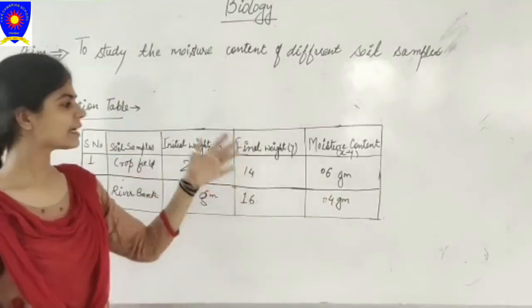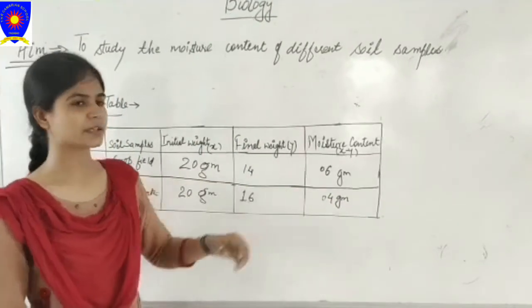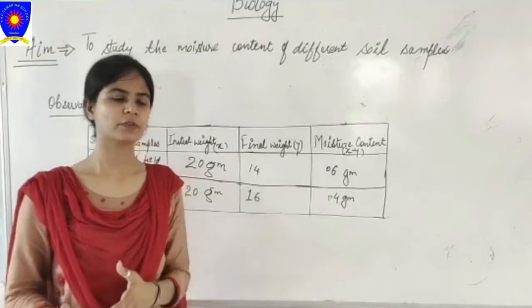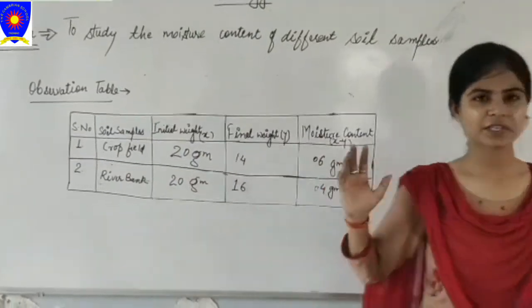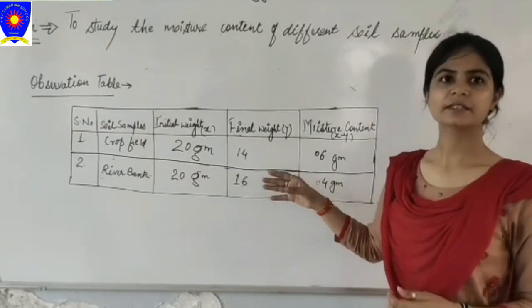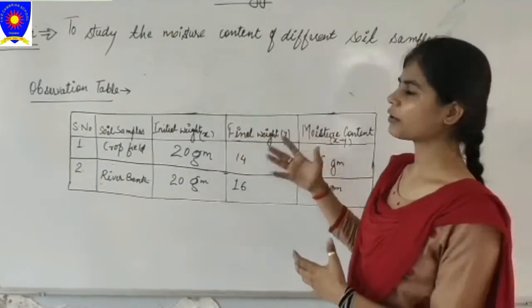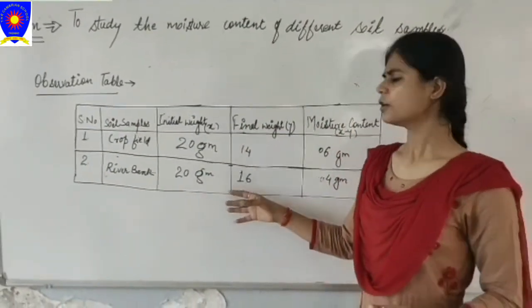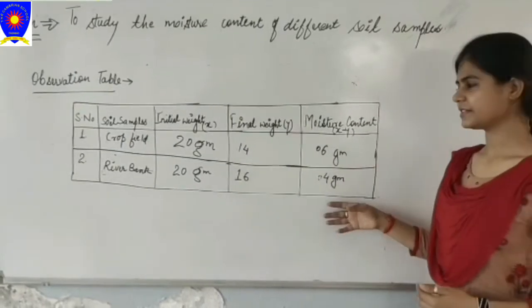So now we can at least understand which soil is better for which kind of crop. According to this moisture content experiment, we should plant more trees in the crop field soil, or you can say the crop field soil is better for planting trees. Thank you.